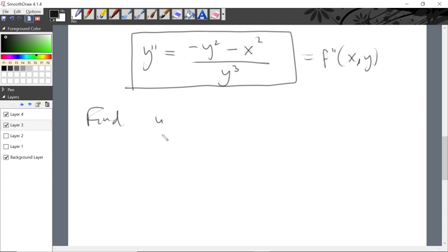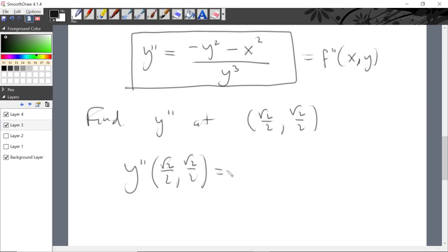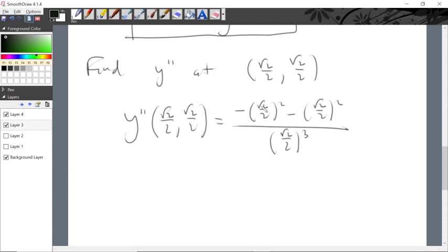Okay, so let's see. Let's find y double prime at the point root 2 over 2, root 2 over 2, for instance. So y double prime at root 2 over 2, root 2 over 2 would be negative root 2 over 2 squared minus root 2 over 2 squared over root 2 over 2 cubed. And this quantity will tell us geometrically about the curvature of the function. We'll talk more about that later in the course. But here we're just seeing that this is something we can do. We can use a higher derivative and we can evaluate it at a point as well.